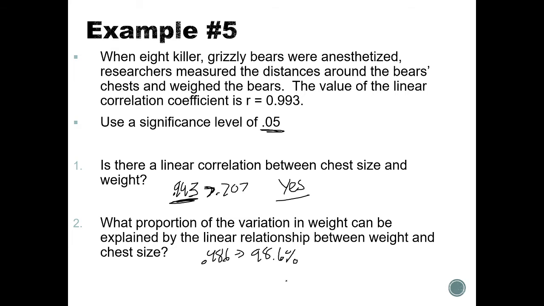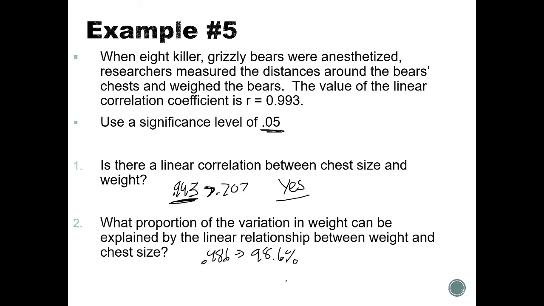Which makes sense. The bigger the bear, the wider the chest is, right? That's how bears grow. So that's what I'm trying to get at with what R squared means, is that 98.6% of the cause of the bear's weight is determined by the size of their chest. Now again, that means that 1.4% of the weight is determined by other factors. Maybe it could be, once again, gender, location, age. Those could be other factors that determine their weight.